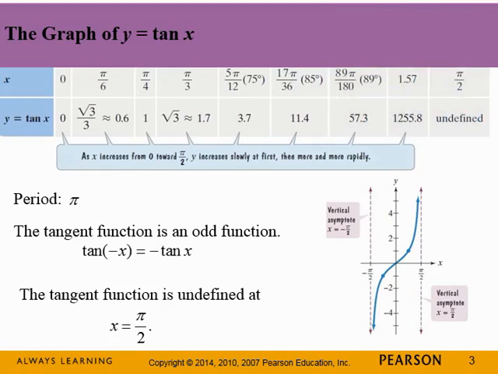So the graph of tangent. In this case, your period is just pi. In the other two that we talked about, sine and cosine, it was 2 pi. This one's just pi. So the tangent function is an odd function. And the tangent function is undefined when x equals pi over 2, or any multiple of pi over 2. That means it will not touch it. So it's undefined, which means it cannot touch it.